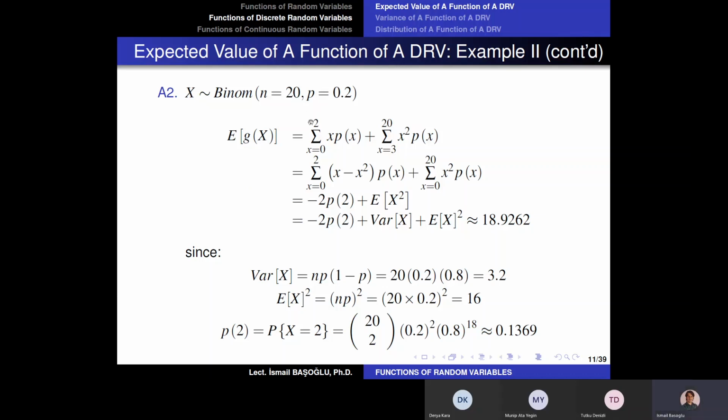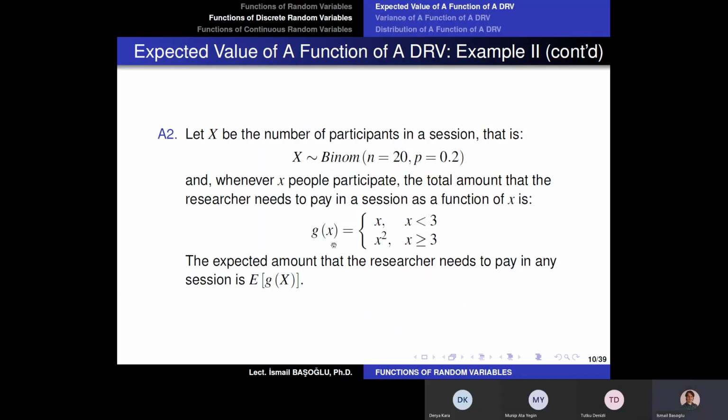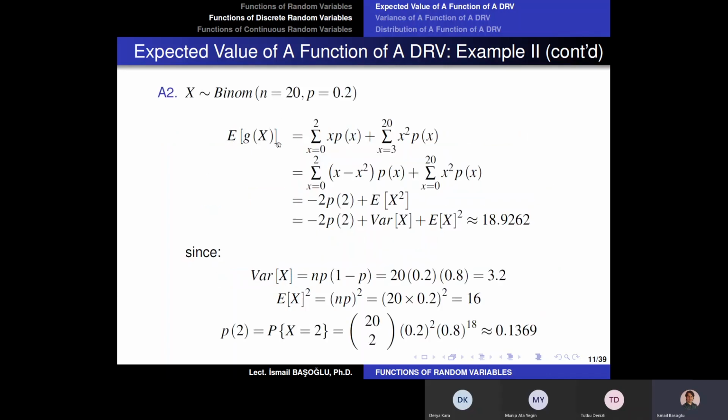Now, you know, my friends, my g of x function takes the value of x for x less than 3. However, it becomes x squared for x values greater than or equal to 3. Therefore, I am going to write this expectation in 2 summations, where in the first summation, x is going to change from 0 to 2. In that case, it is going to be equal to x times p of x. And in the summation where x changes from 3 to 20, it is going to become x squared times p of x. So this is the expected value of g of x.